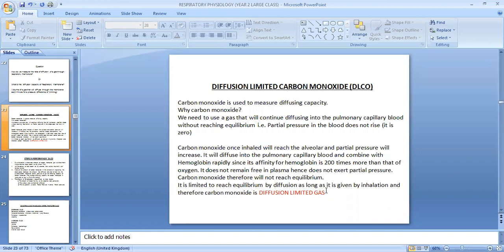when given by the diffusion method, because hemoglobin has very high affinity for carbon monoxide. It will bind all the carbon monoxide available there, so carbon monoxide will not be left hanging around freely in plasma. Therefore it will never exert a partial pressure, and it will never reach an equilibrium with the blood because all of it is taken up. It is limited in reaching equilibrium with the blood, and for that reason it is called a diffusion limited gas. Is it clear?